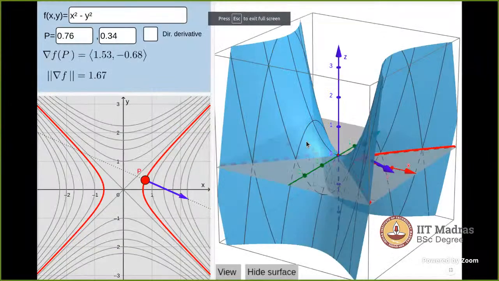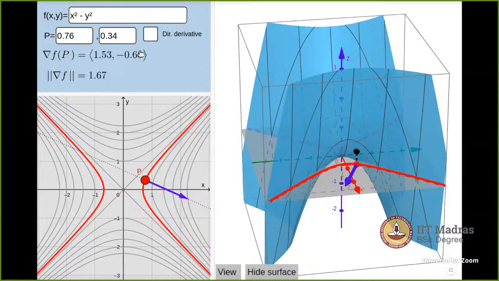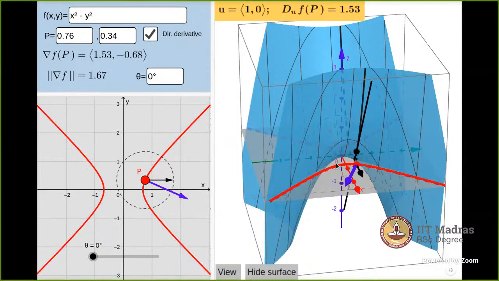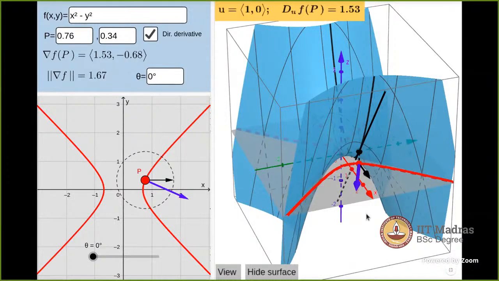Yeah. So here the function we are starting with, say, x square minus y square. And some point is there. Here is the point which we are taking. And if we try to see the directional derivative here, you see the directional derivative value here, right? 1.53 now.